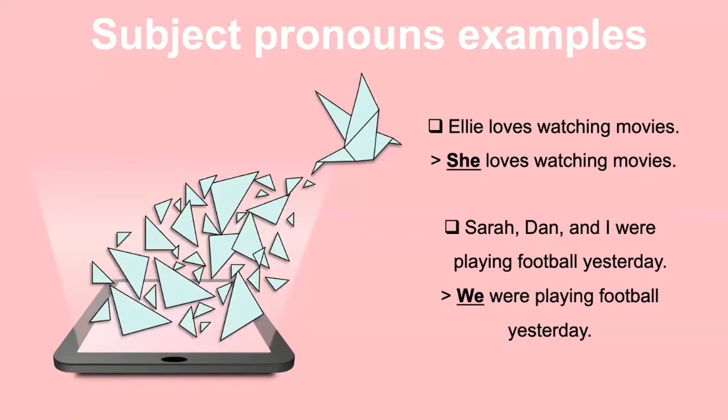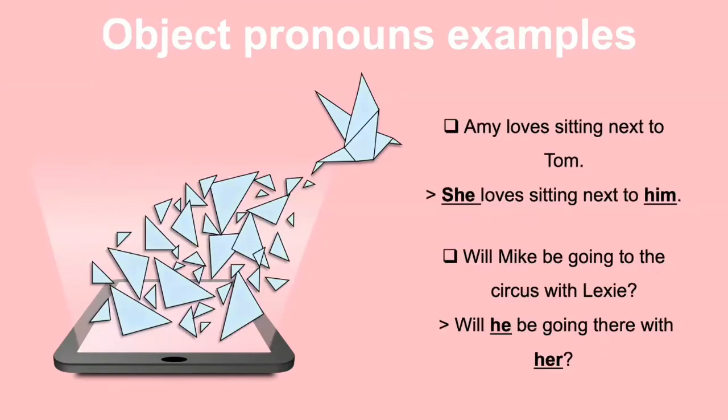Here are a couple of examples of subject pronouns. Here, Ellie loves watching movies. Ellie becomes she. So now the sentence becomes, she loves watching movies. Now for the second one, Sarah, Dan, and I were playing football yesterday. Sarah, Dan, and I will be changed into we. We were playing football yesterday.